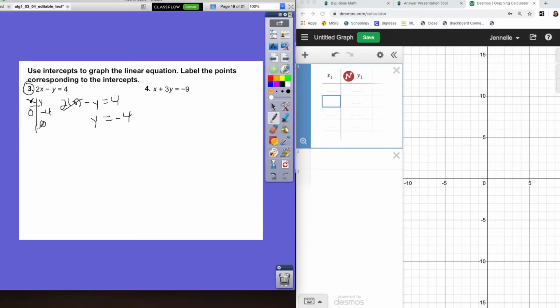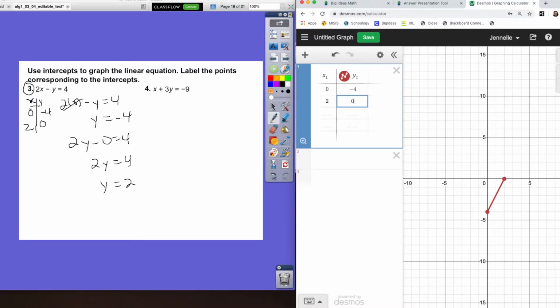Next one, plug in 0 for y. So 2x minus 0 equals 4. 2x equals 4. Divide both sides by 2. x equals 2. So I'm going to bring it over here to my graph because we have to graph them. 0, negative 4, and then 2, 0. Now, I'm going to do a third point just to make sure that it makes a straight line.